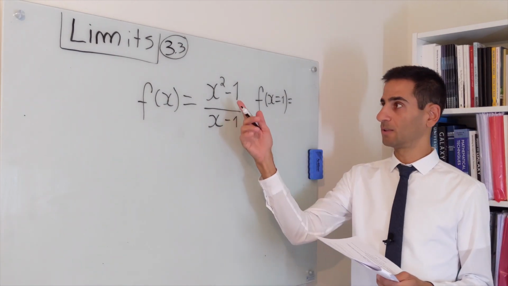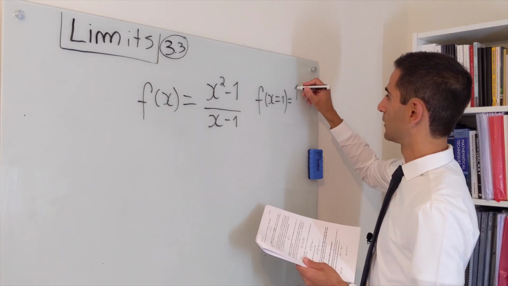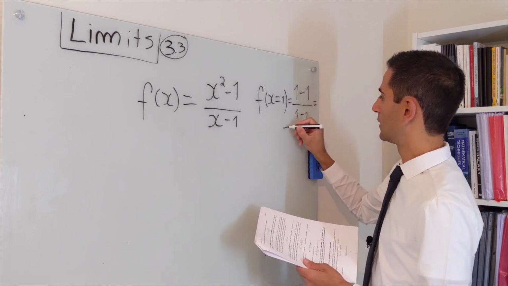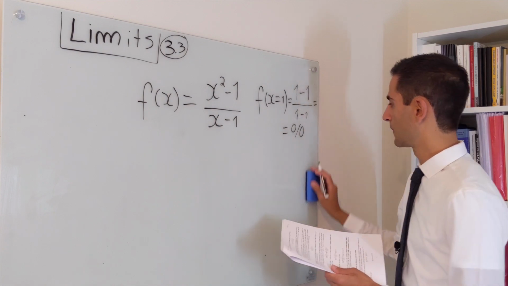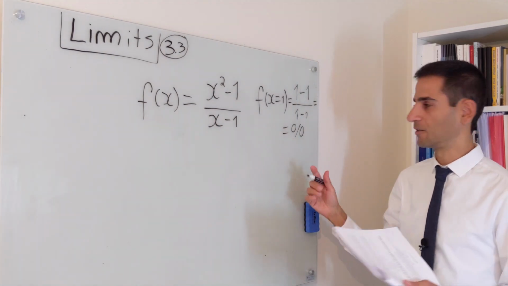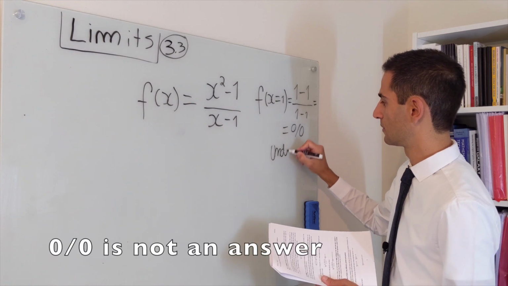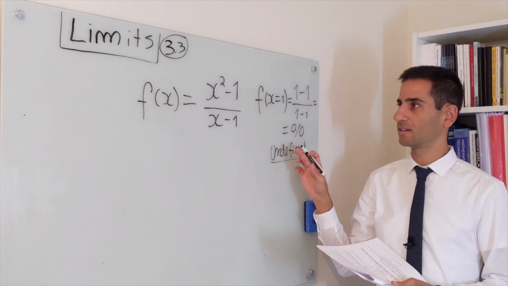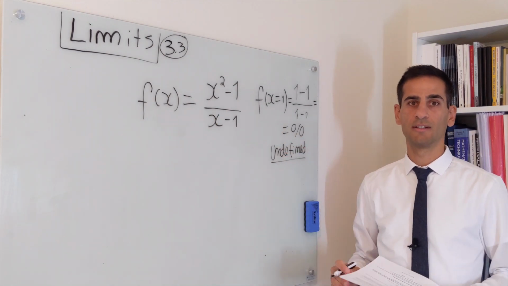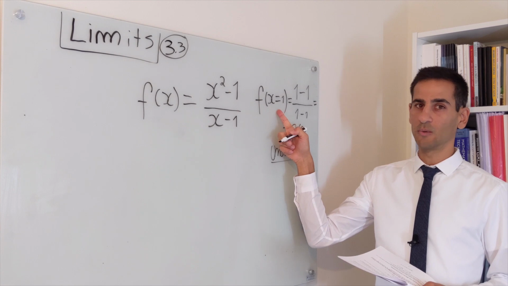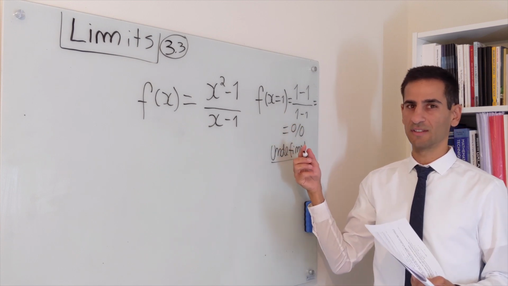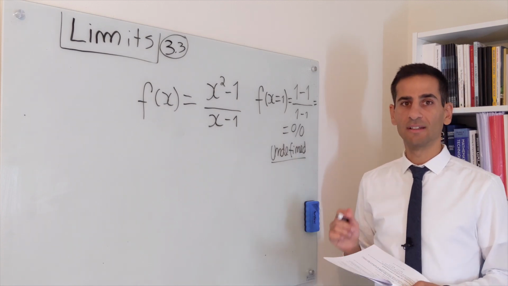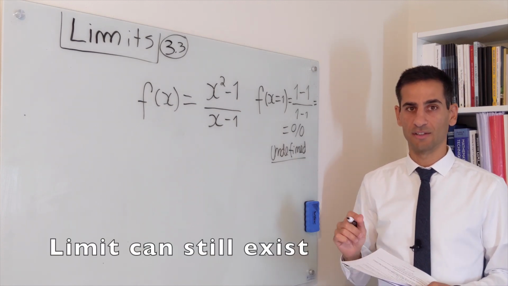So what you do is plug in the values there, right? You get 1 minus 1 over 1 minus 1, and you get 0 over 0. Now the problem with this is that it is not a number, it is undefined. What this actually means is that the function is not defined when x equals 1. As you will see, this is a point of discontinuity in this function. But the limit actually exists.